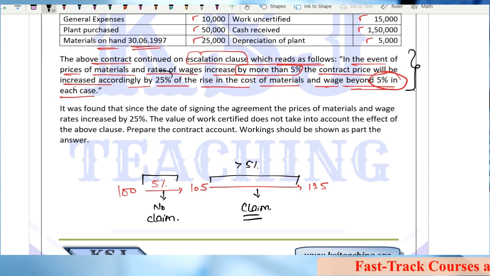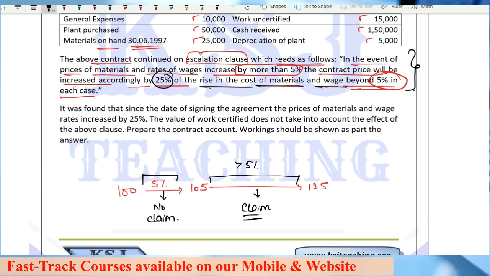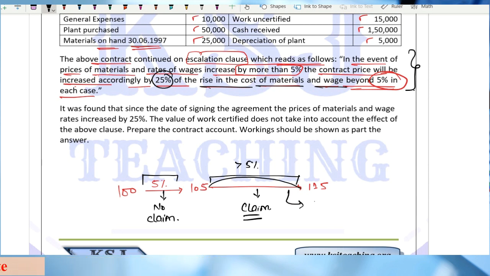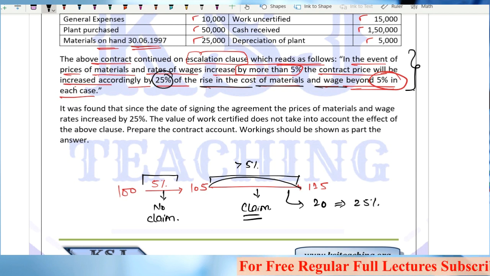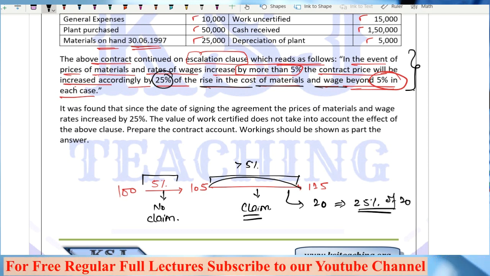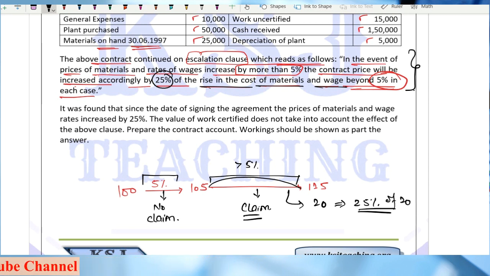by 25% of the rise in the cost of material and wages beyond 5% in each case. Beyond 5%, whatever is the increase, right? This increase is 20 rupees, right? He says the claim will be for 25% of 20 rupees. He says increased accordingly by 25% of the rise in the cost of material and wages beyond 5%.